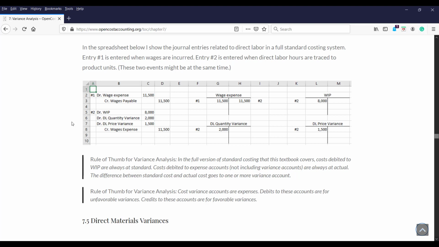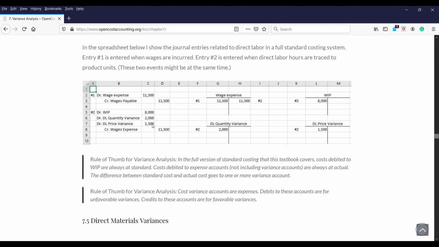Given the number of units we worked on this period, what would be the standard price and the standard quantity of inputs that we would have put in there? And we're going to charge that to WIP. And then, if we used more units based on the quantity variance, we will charge that cost, the quantity variance, to our direct labor quantity variance account.